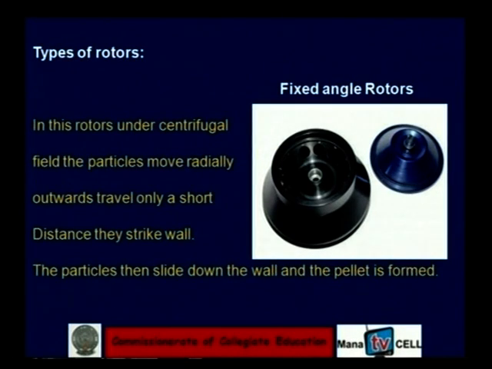The next one is types of rotors. Here, dear friends, there are basically two types of rotors. The first one is fixed angle rotors and the second one is swinging bucket rotors. In fixed angle rotors, the angle of the centrifuge tube is fixed at a constant. While the speed of the rotor increases, the angle of the tube does not change at all. Here mainly pellets are formed, so it is mainly used for cell homogenates and also for differential centrifugation.